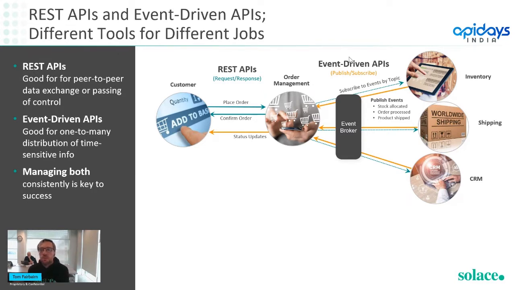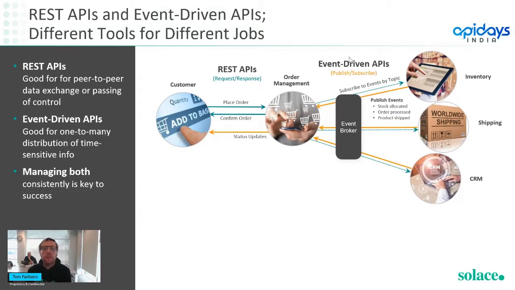So the inventory system subscribes to order events. It then publishes a stock event, and the order management system probably subscribes to that stock allocated event. So these two different kinds of approaches to things, REST APIs, request-response, and event-driven APIs, publish-subscribe, asynchronous, are complementary. They're not really here to take over from one another.